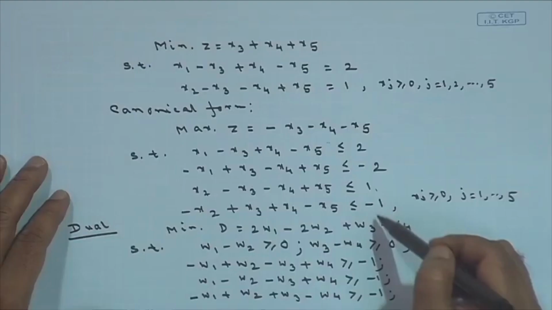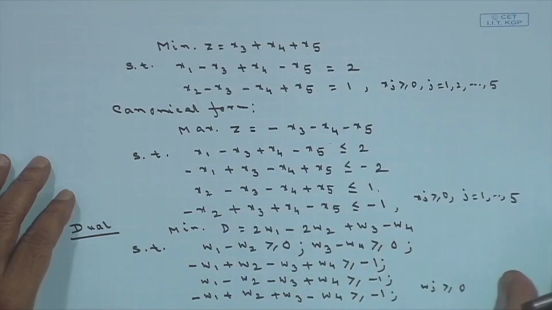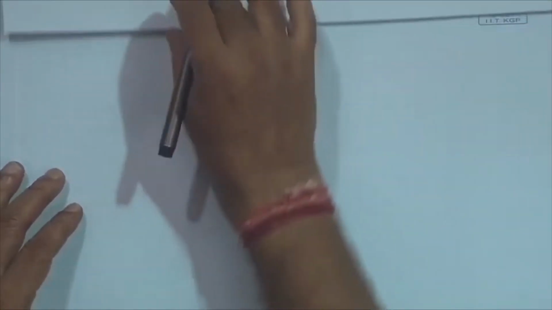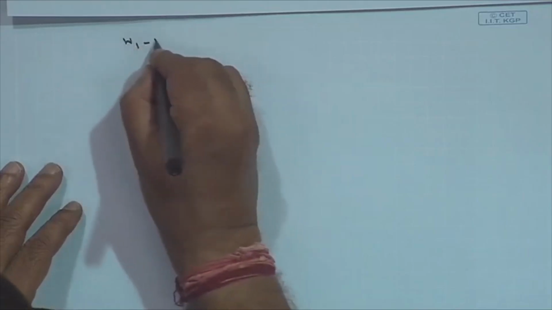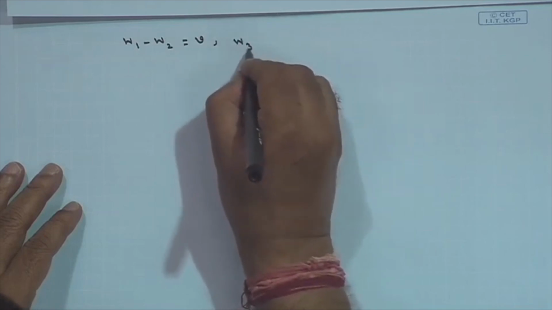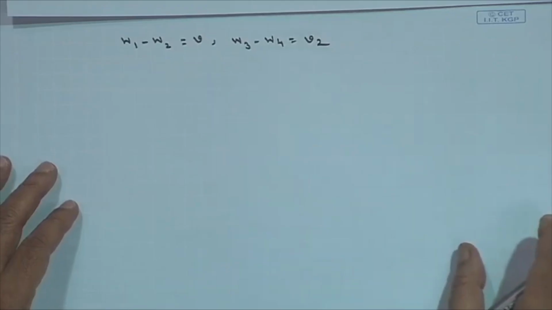In dual, how many variables there will be depends on how many constraints we are having in the original problem. For this particular case, I had the 4 constraints, therefore, there will be 4 variables, which I am denoting this, and I have written the dual. In this problem, if you see now, I can assume that W1 minus W2 equals V1 and W3 minus W4 equals say V2. I can assume this thing.